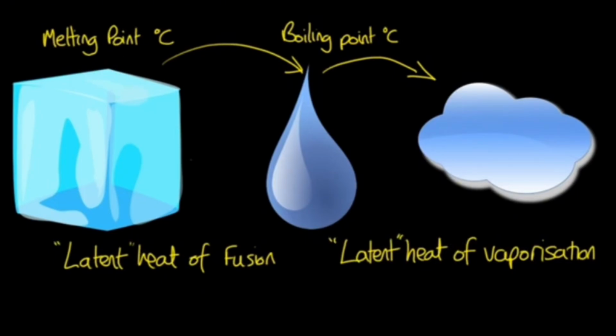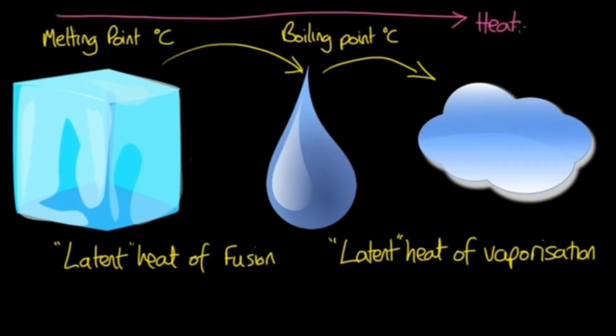So for this situation, we were heating up. We were heating, adding thermal energy. And so we were breaking bonds. But what if we were cooling? What if we were cooling a gas down to its condensation point or its boiling point, where it's going to condense to form a liquid? And then we cool the liquid and it gets down to the melting point of the substance and it becomes a solid. What happens then?